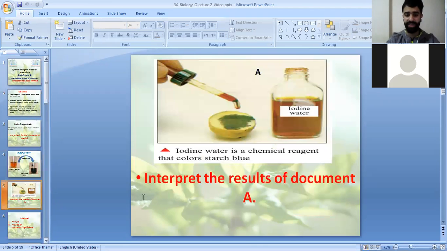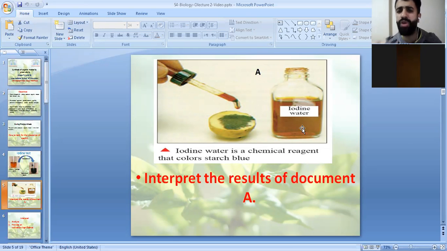Let's move now to this experiment. In this experiment, they use iodine water as a chemical reagent, a chemical substance that colors the starch blue. After adding the iodine water solution to a potato, here we have a dark blue color. Interpret the results in document A. Here the iodine has a brown orange color, and when we add it to the potato, it gives dark blue.